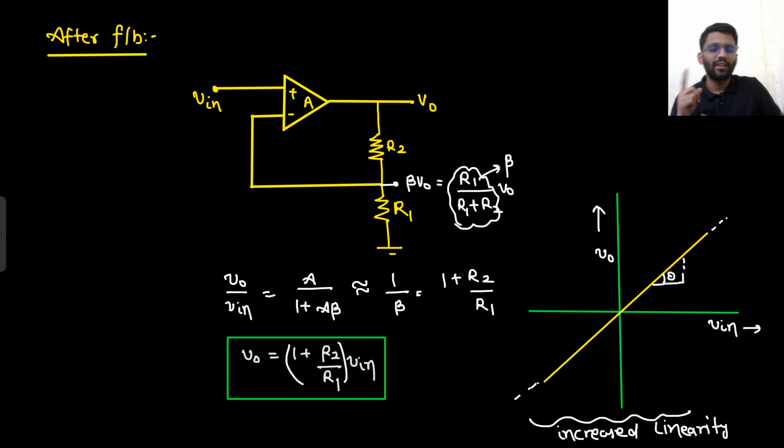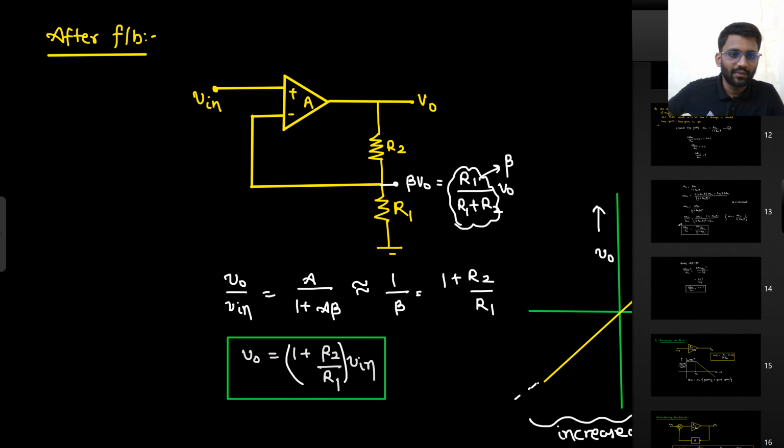In the interview or in the written test, there is always a 1 mark question: what is the effect of negative feedback? Negative feedback stabilizes the system. You get gain stability, your gain is reduced by a factor of 1 plus A beta, your bandwidth is increased, and your linearity is also increased.